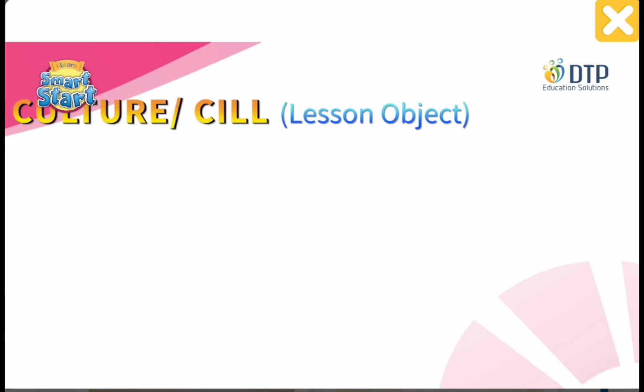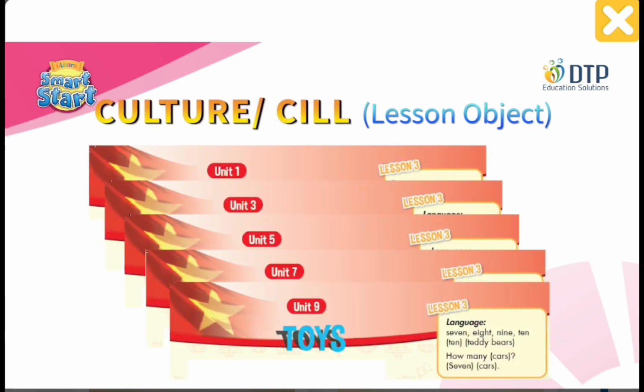Teaching culture topics is sometimes hard, especially if you don't know how to teach it, but it doesn't have to be, because this book includes the lesson objectives. Actually, every lesson in the I Learn Smart Start book has the lesson objectives, and you can see them at the top of the page to guide the readers, either teachers, students, or parents, so that they can track the vocabulary words and sentence structures that the students learn in that given unit.